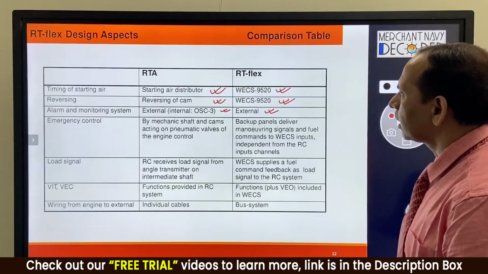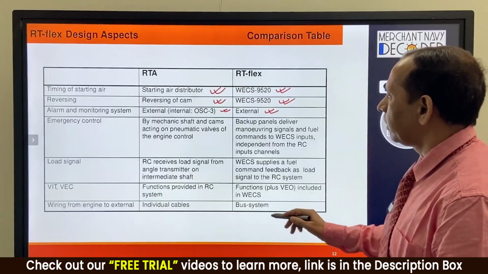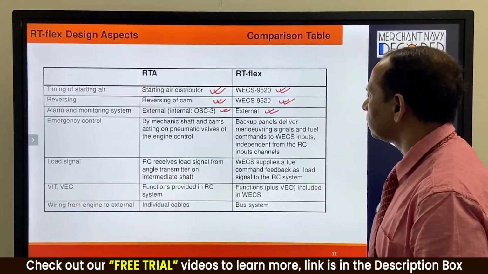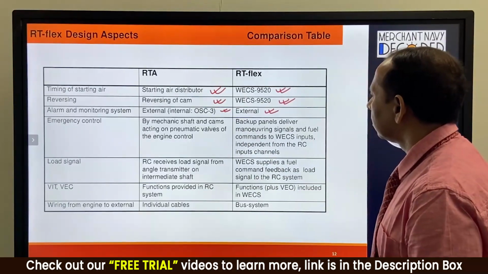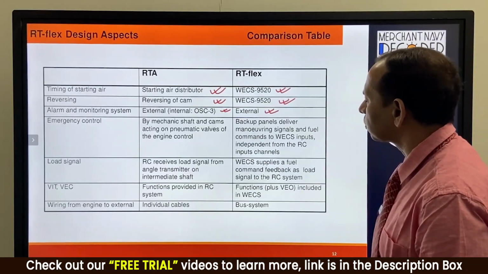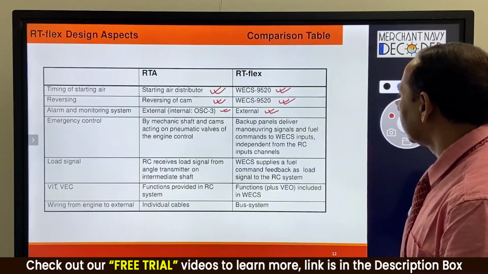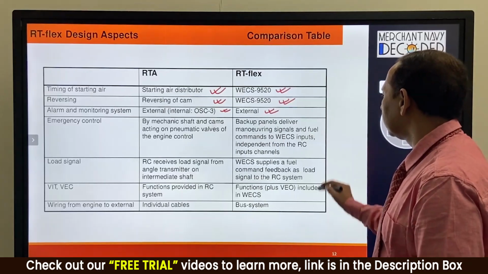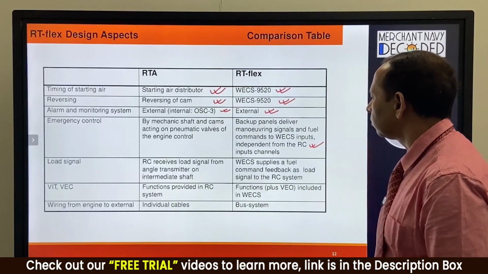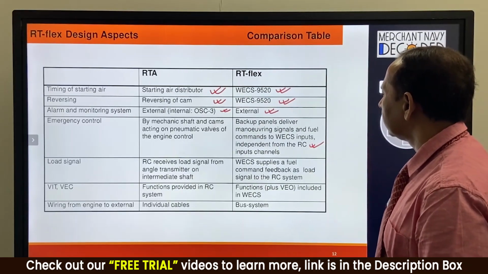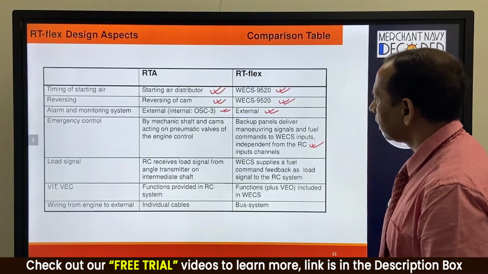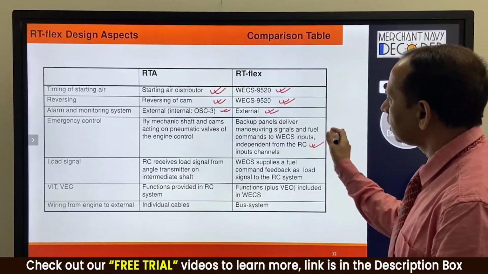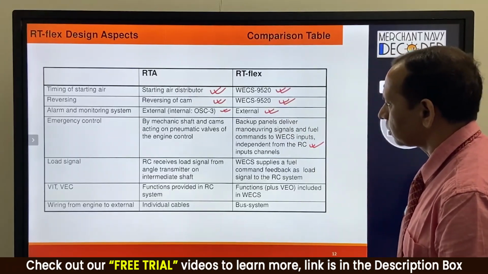Similarly, the emergency control by mechanic shaft and cam acting on pneumatic valves of the engine control is going to actually put the fuel pump in off mode so that the fuel injection will be cut off. And here this is also going to be done in a similar way. The remote control system is going to activate a signal whereby the rail pressure will be drained, and that is how the injection will be disabled. That is how the emergency control is working in an RT-Flex engine.